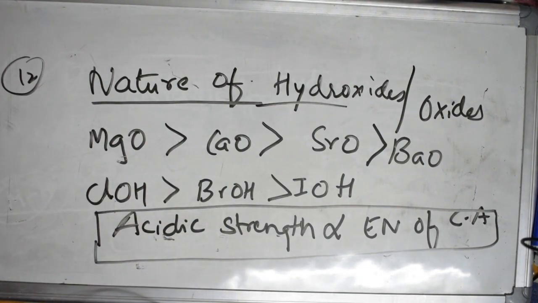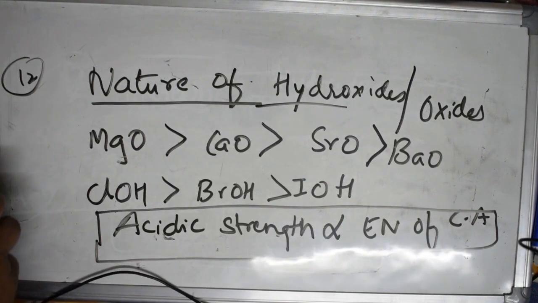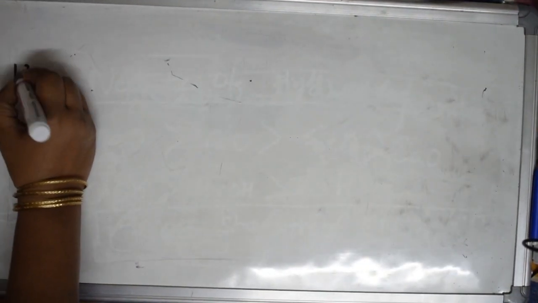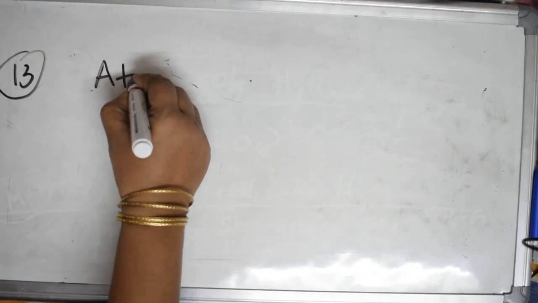Yes, students, this is clear, I think. This is trick number 12. Let us do one more trick, that is trick number 13. Now, gradually I'm taking you into the different concepts. So when we speak about trick number 13, atomic density.